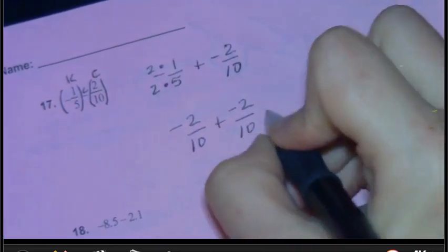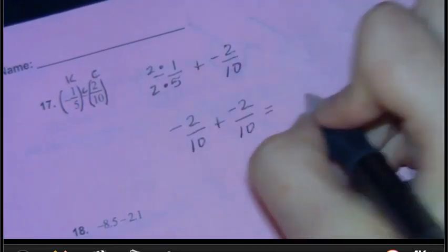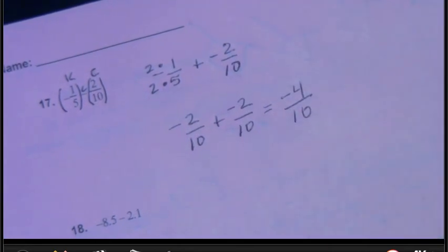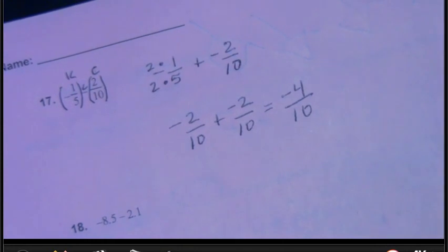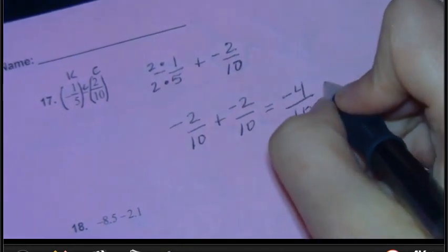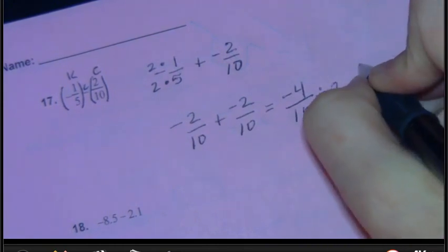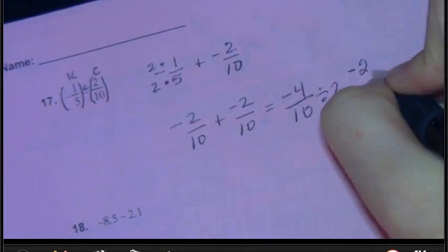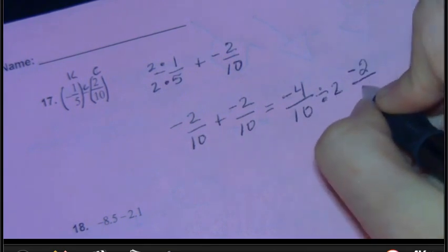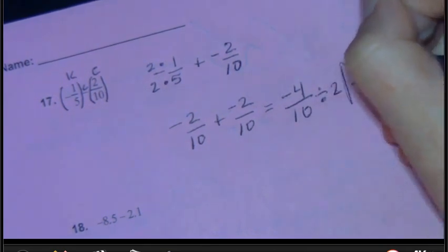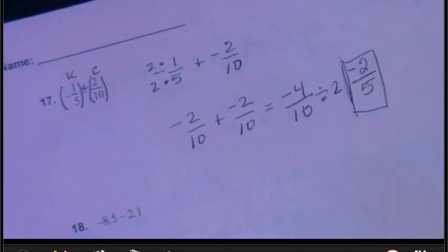Now I can add my fractions straight across. Negative 2 plus negative 2 is negative 4 over 10. Well, we can simplify this because I can simplify it by 2. 4 divided by 2 is 2, and do not forget that it's negative, over 10 divided by 2 is 5, and negative 2 over 5 cannot go any smaller.